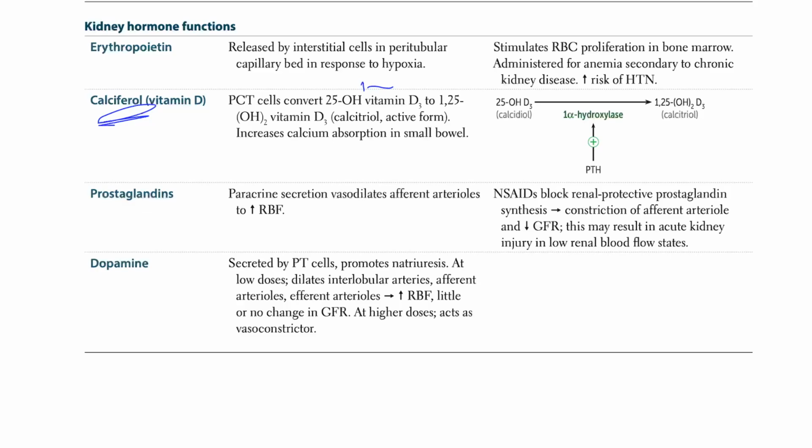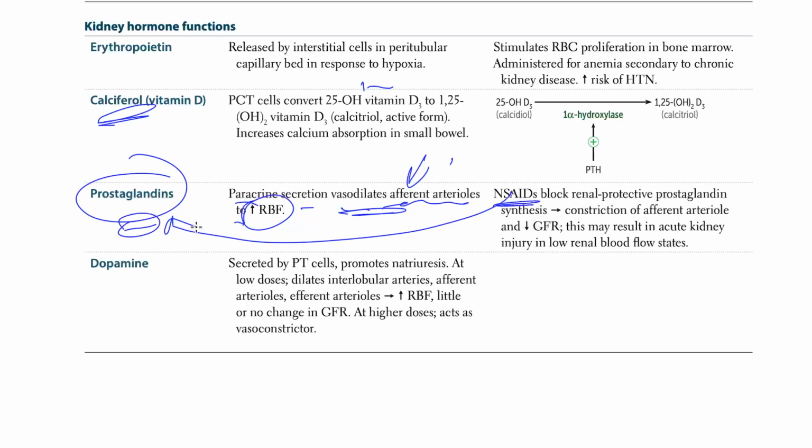Now let's talk about prostaglandins. Prostaglandins are a paracrine secretion that vasodilates the afferent arterioles and increases the renal blood flow. NSAIDs, when they inhibit prostaglandins, block renal protective prostaglandin synthesis, which leads to constriction of the afferent arteriole and a decrease in GFR.